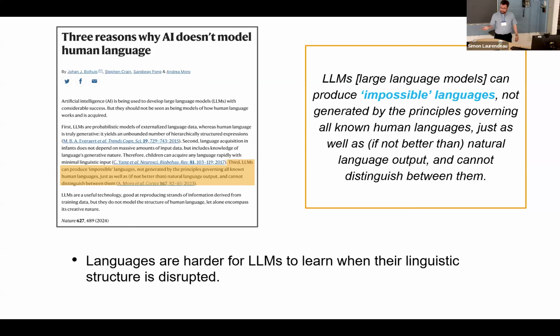The reason they don't tell us anything about language is because they could learn just arbitrary sequences of symbols just as well as they can learn language. So it doesn't matter whether you have linguistic structure or not. These things are just generic sequence models. And what we're going to see in these studies is that that's actually false. Languages are actually harder for language models, for neural language models, transformers in particular, to learn when their linguistic structure is disrupted. When you disrupt linguistic structure, you actually end up with something which is harder to learn for neural language models.